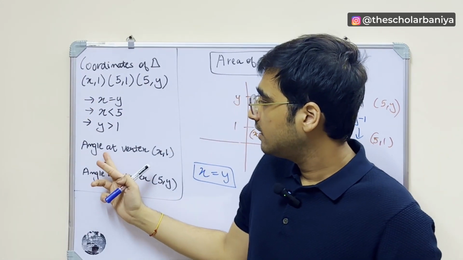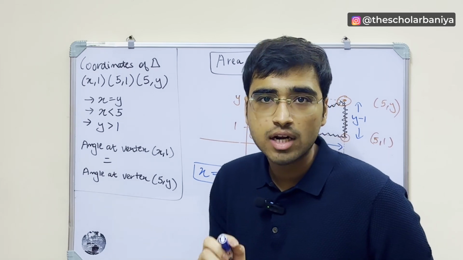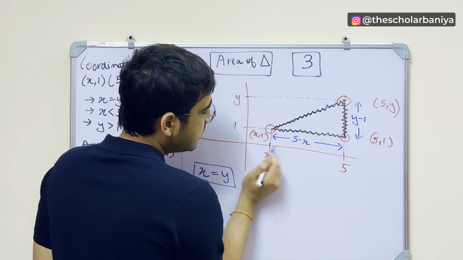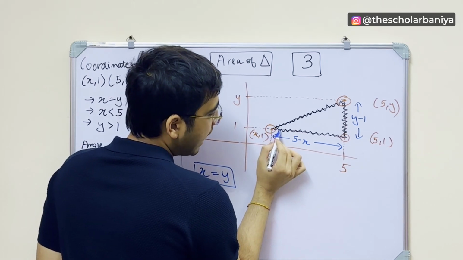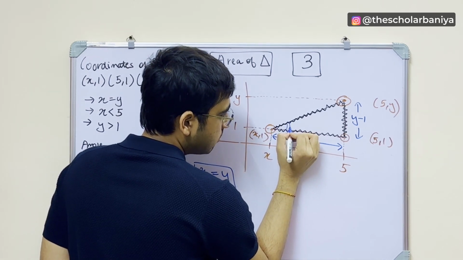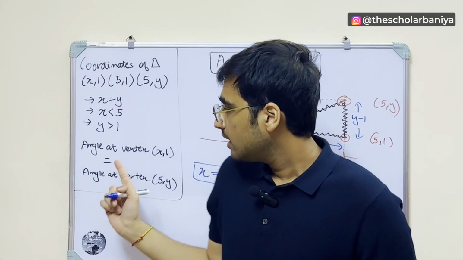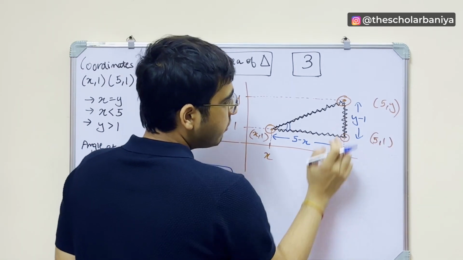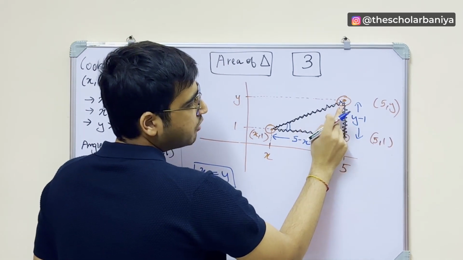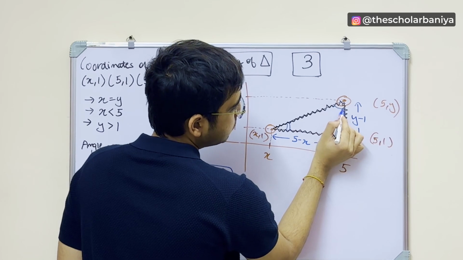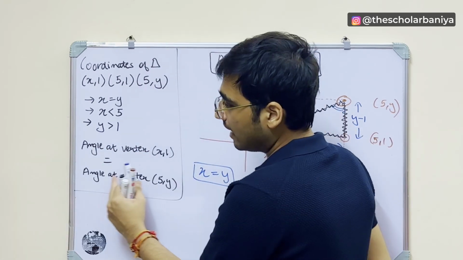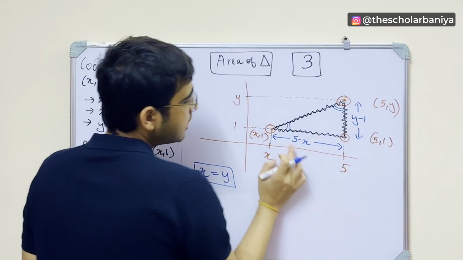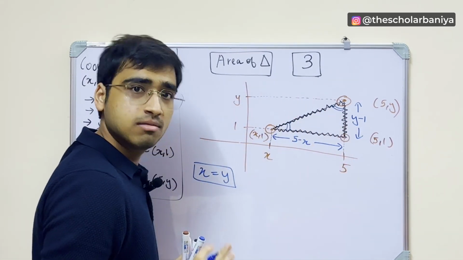We are also given that the angle at the vertex (x, 1), what does this mean? This is the vertex (x, 1), right? So the angle at the vertex means this angle, is equal to the angle at the vertex (5, y). What is (5, y)? (5, y) is here. So the angle at the vertex (5, y) means this angle. So the angle at the vertex (x, 1) is equal to the angle at the vertex (5, y). This means this angle is equal to this angle, right?